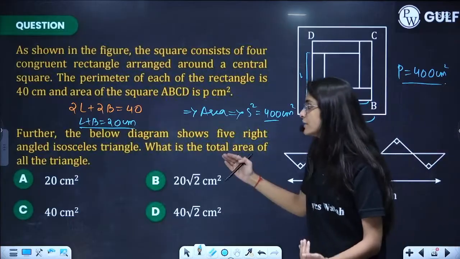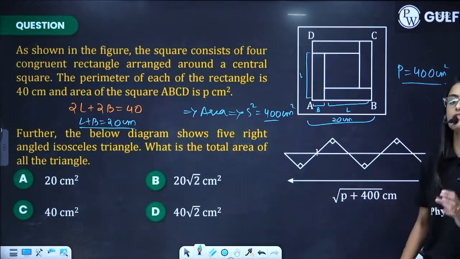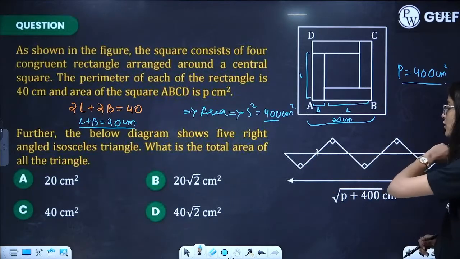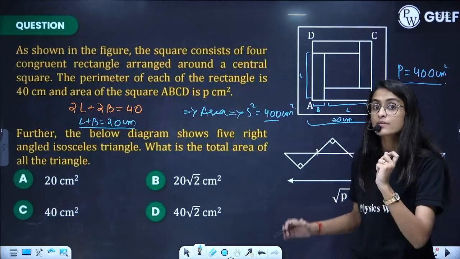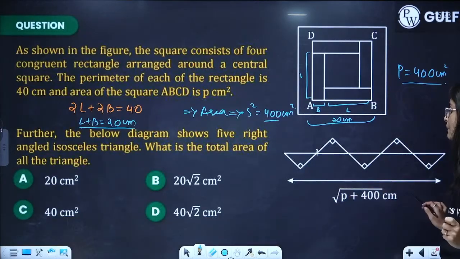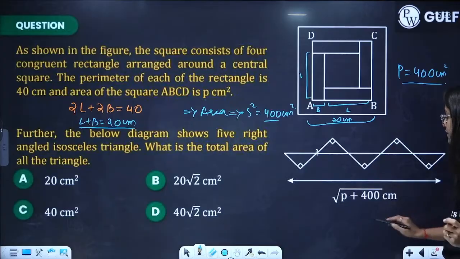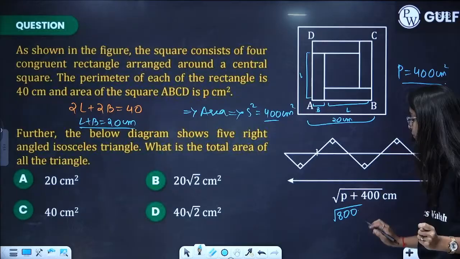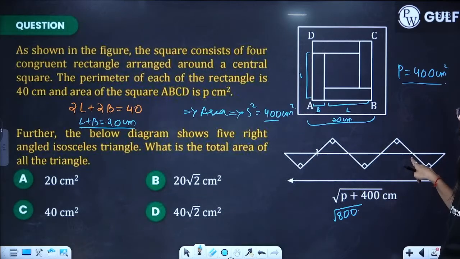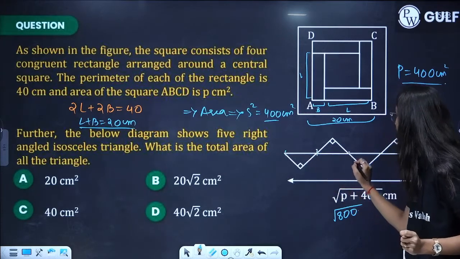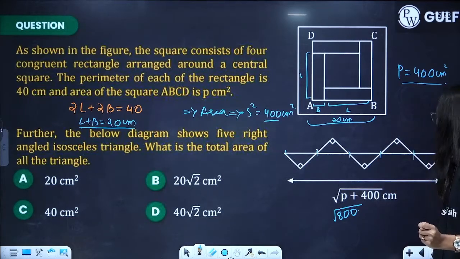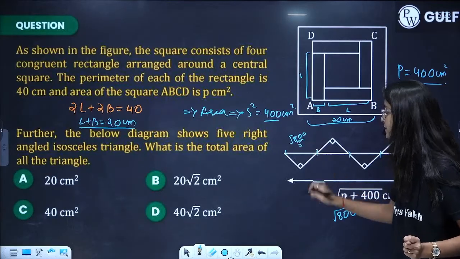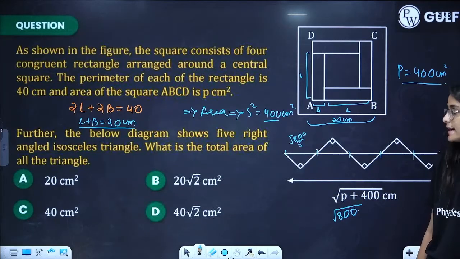Now further, the question is, the below diagram shows 5 right angle isosceles triangles, what is the area of all the triangles? That means you have to obtain the area of all the small triangles, which are on the line segment P plus root of P plus 400. If I substitute P as 400, I'm getting 800. Now they are 5 right angle isosceles triangles, so if I divide them, I'll be getting the hypotenuse as root of 800 by 5.